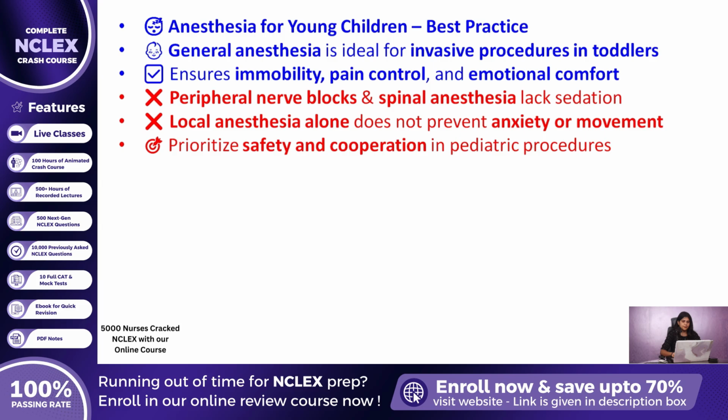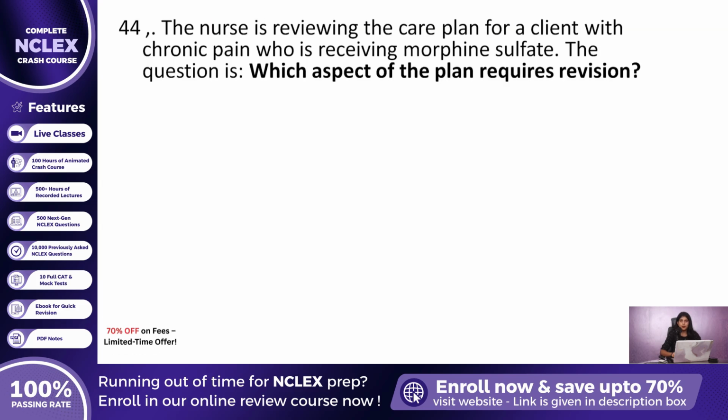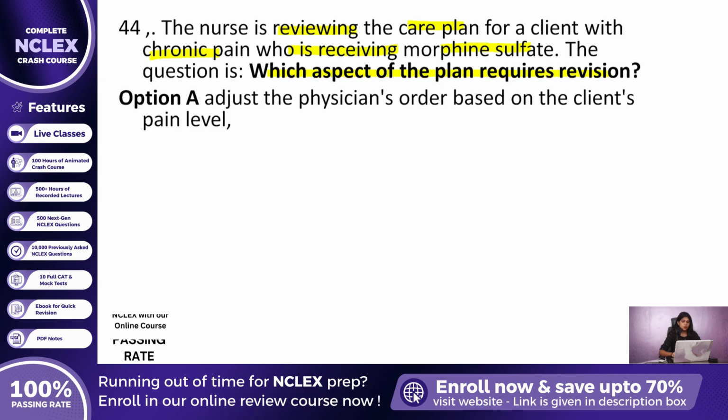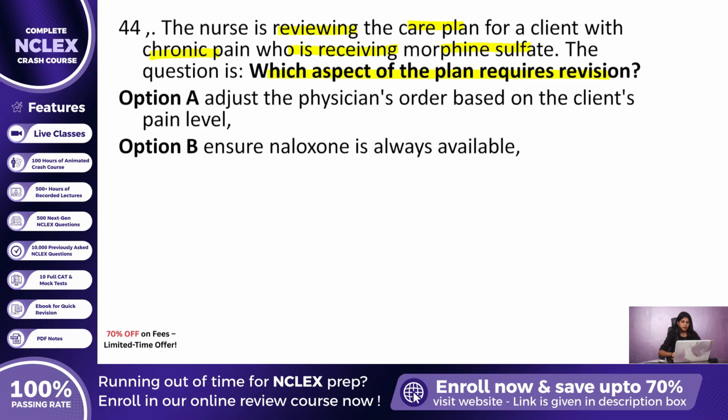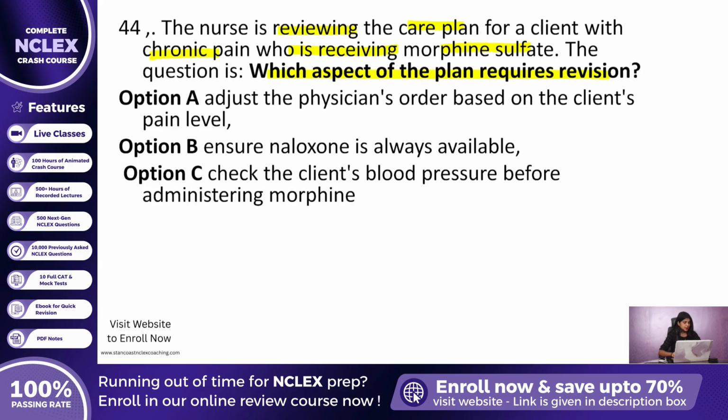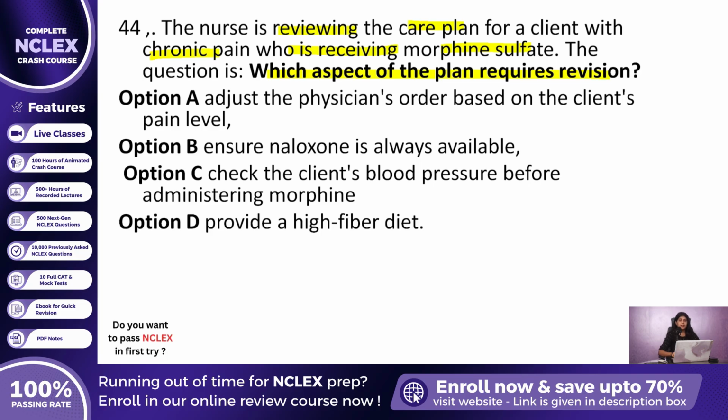Now for question 44, which addresses safety in opioid administration. The nurse is reviewing the care plan for a client with chronic pain who is receiving morphine sulfate. The question is, which aspect of the plan requires revision? The options are option A, adjust the physician's order based on the client's pain level. Option B, ensure naloxone is always available. Option C, check the client's blood pressure before administering morphine. And option D, provide a high-fiber diet. The correct answer is option A, adjust the physician's order based on the client's pain level.